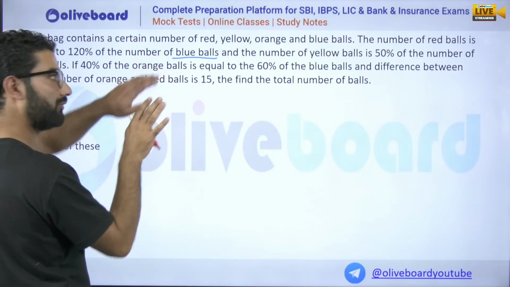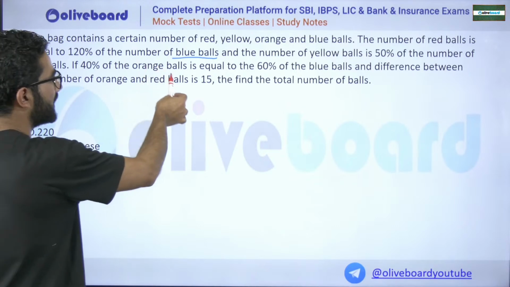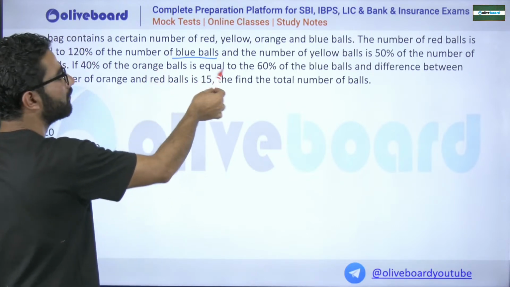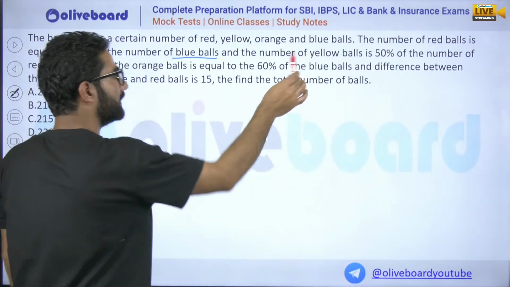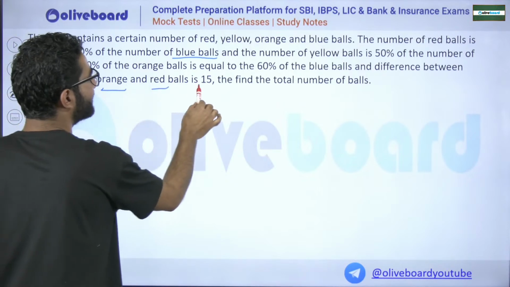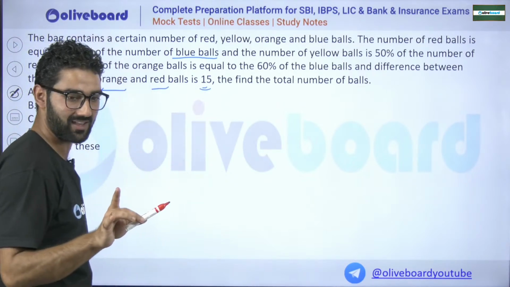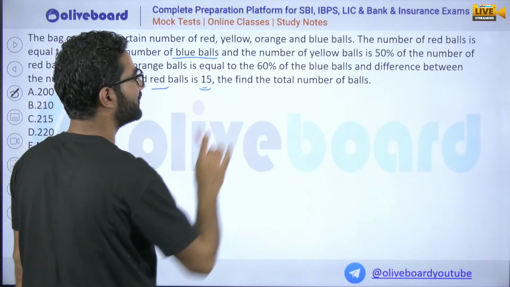The number of yellow balls will be half of that compared to red balls. Simple. 40% of orange balls is equal to 60 percent of blue balls. The difference between the number of orange balls and red balls is given as 15. So find the total number of balls.